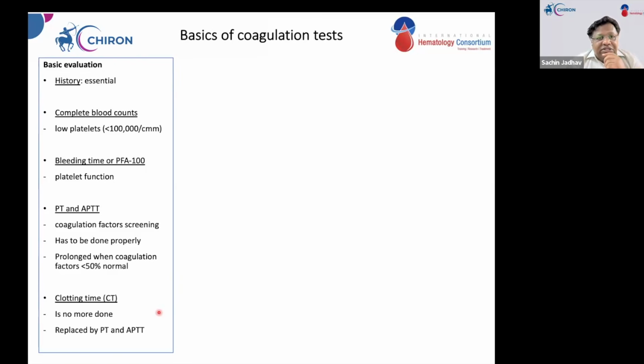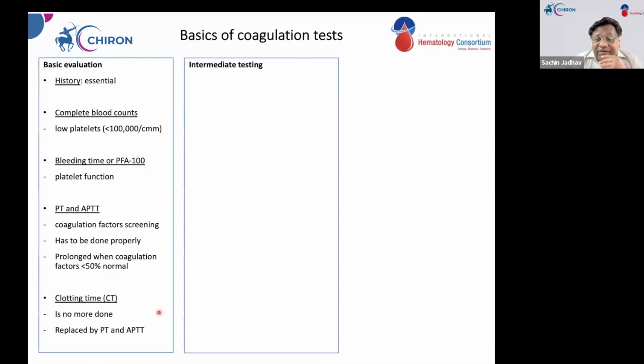So this is the basic evaluation for the coagulation, right? What about intermediate level evaluation? Then you have some patients in whom PT and APTT are prolonged. What we then do is what are called mixing studies.